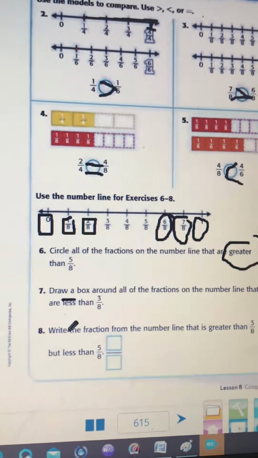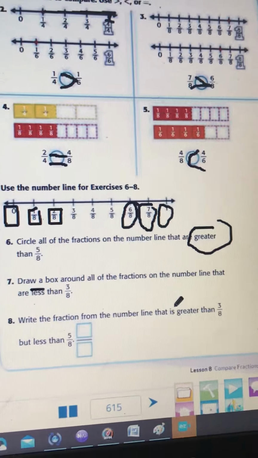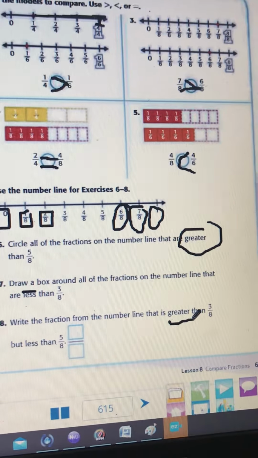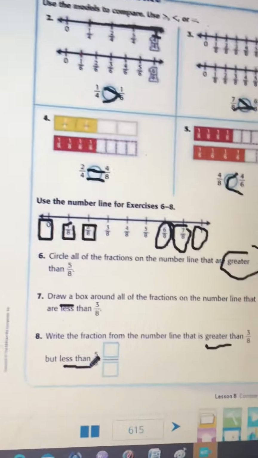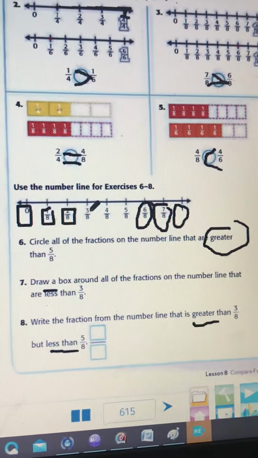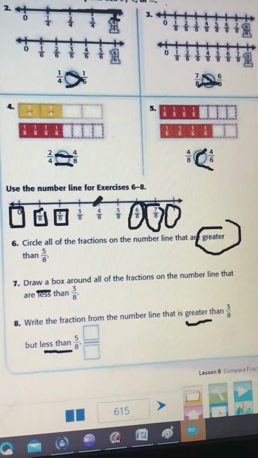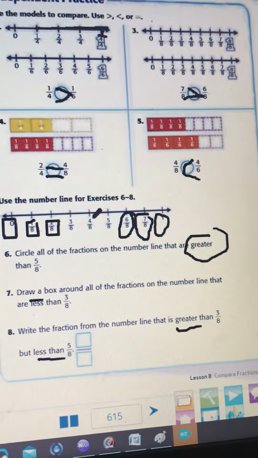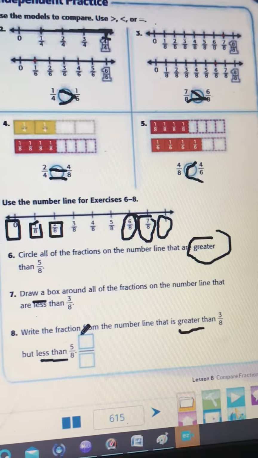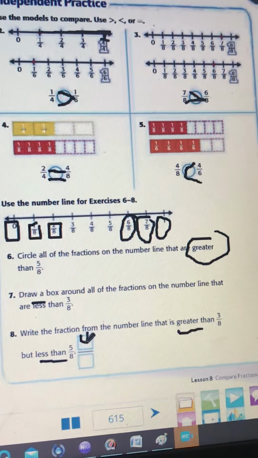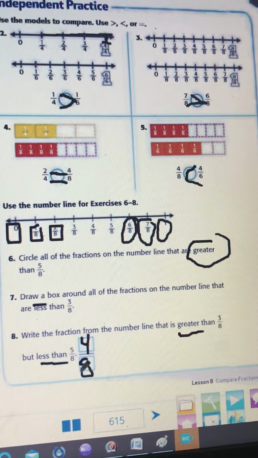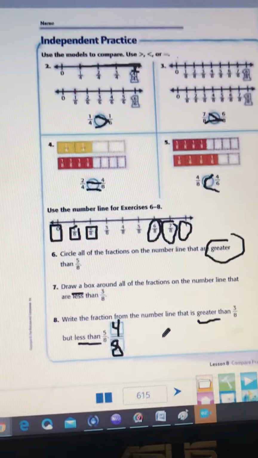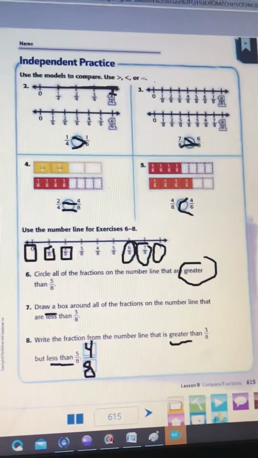The last question. Write the fraction from the number line that is greater than 3/8, bigger than 3/8, but smaller than 5/8. So the number that is bigger than 3/8, we'll look at its right. It's 4/8. And is 4/8 less than 5/8? Correct. That means the answer is 4/8. Do you understand? Okay, I think we can proceed now to the word problem on the back.